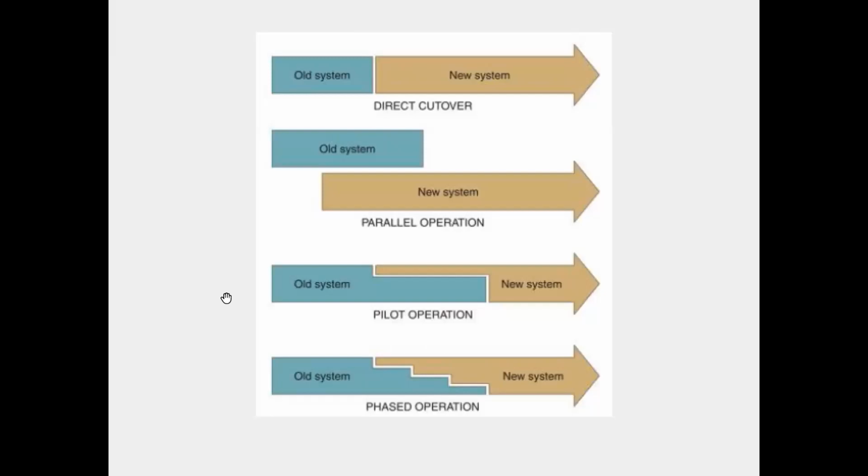Here are the graphics which show how the old system and new system start. Direct cutover means you finish the old system and you start with the new system. Parallel, there could be some overlapping, but you still work on both. Pilot operation, sometimes you use a very small number. In this case, when you say pilot, we perform it in one place and then extend to the other places. Final one, phased operation, you can see phase by phase, you are switching from the old system to the new system.